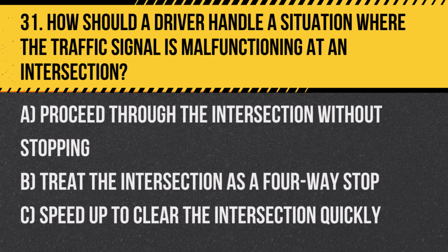A. Proceed through the intersection without stopping. B. Treat the intersection as a four-way stop. C. Speed up to clear the intersection quickly. Answer. B. Treat the intersection as a four-way stop. When traffic signals are malfunctioning, drivers should stop and yield to other vehicles as if at a four-way stop.